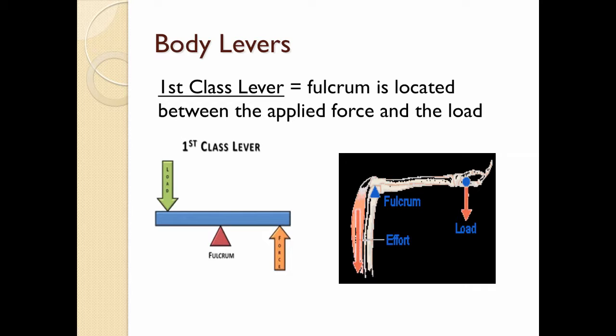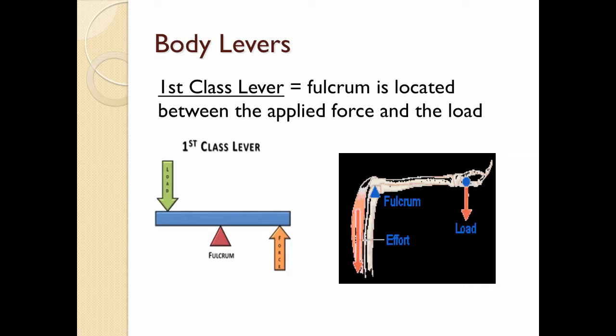So the first class lever is a fulcrum is located between the applied force and the load. So we see this at the elbow. So the fulcrum is the elbow joint. The load we would put at our hand, and our effort would be our triceps muscle. So this would be like doing a triceps extension, like a nose buster, where we have weight in the hand. We're laying on our back. The upper arm, the humerus is vertical, and we straighten out the elbow. So the load is distal to the fulcrum.